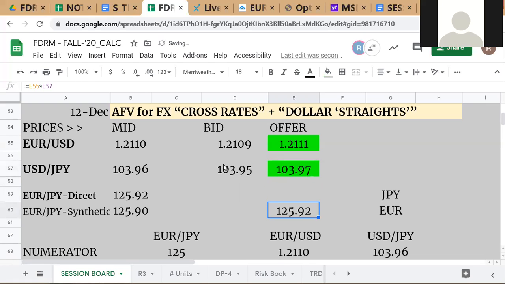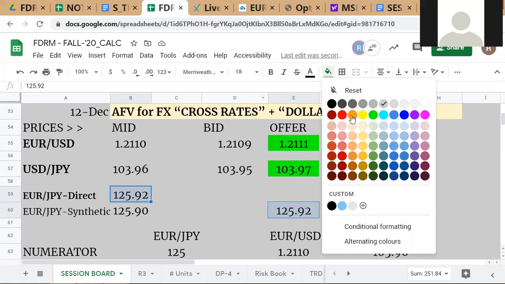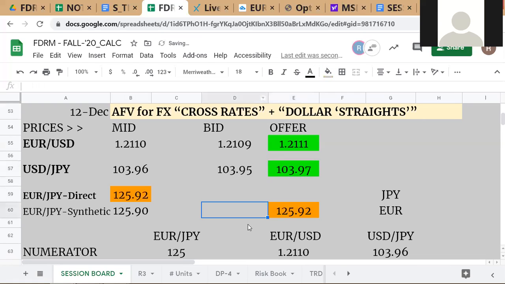Okay. Now you can see here, guys. Once you look at realistic bid and offer, it's actually the same. No arbitrage opportunity. These are fairly realistic. Okay. Can you see now what's going on? Yeah. Now you can see this.